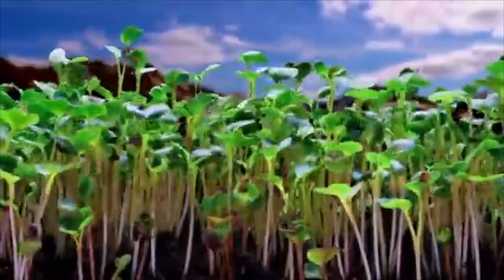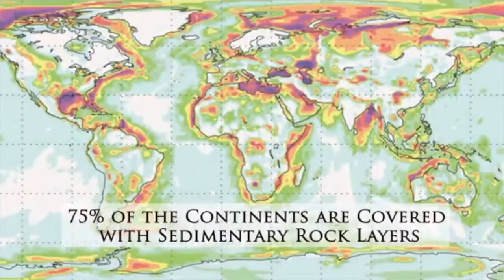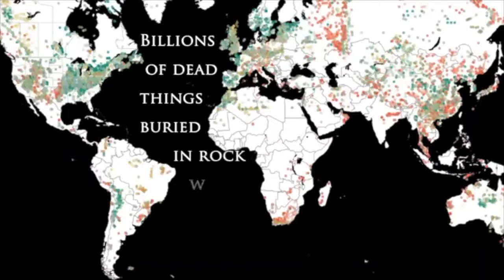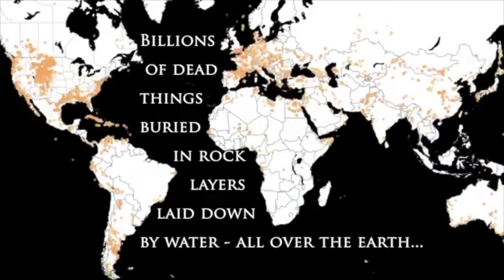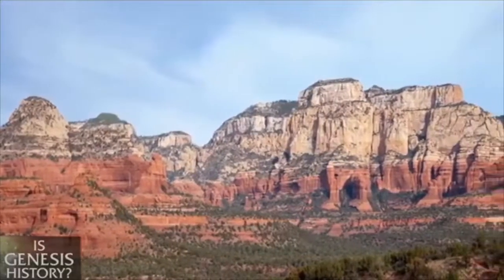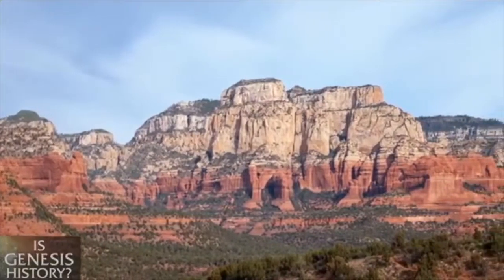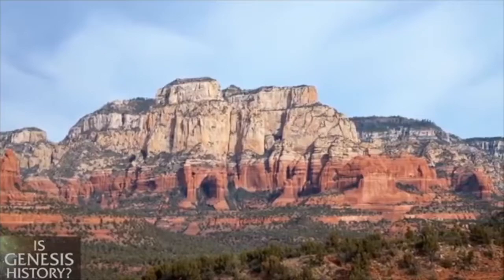First, we have the staggering volume of fossil-bearing sedimentary rocks around the world, over 1 mile thick on average, including billions of dead things buried in rock layers laid down by water all over the earth. And the sediment that they are found in lies above sea level. What sort of water process could place so much sediment above sea level, on top of the land surfaces?